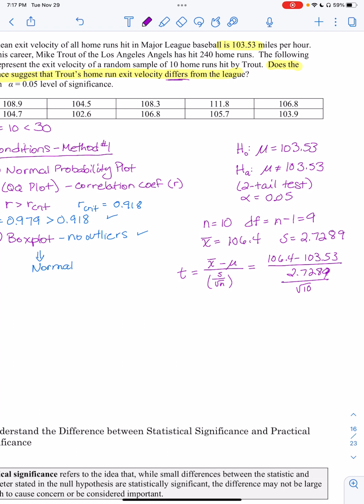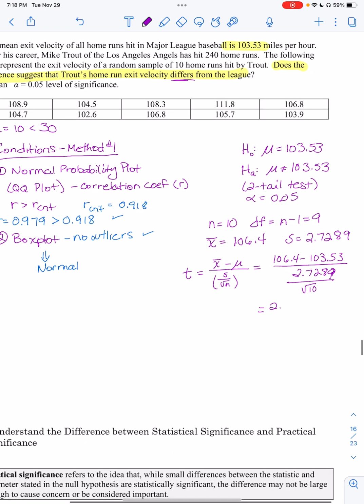So if we pop that into our calculator, and I'm going to double check this real quick, 106.4 minus 103.53 on the top, I get 2.87, and on the bottom, I have 2.7289 divided by the square root of 10, which is going to be 0.86295. So overall, our t is going to be equal to 3.3258. So this is my t.